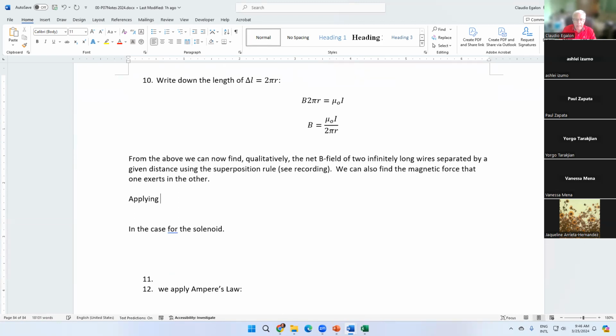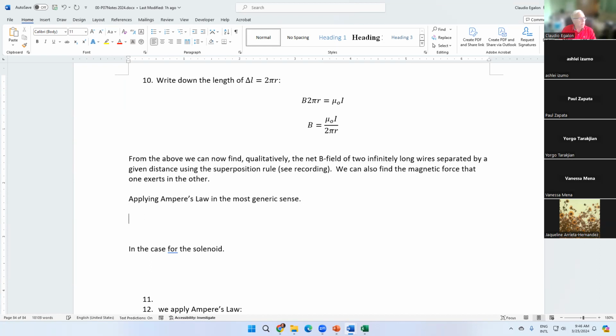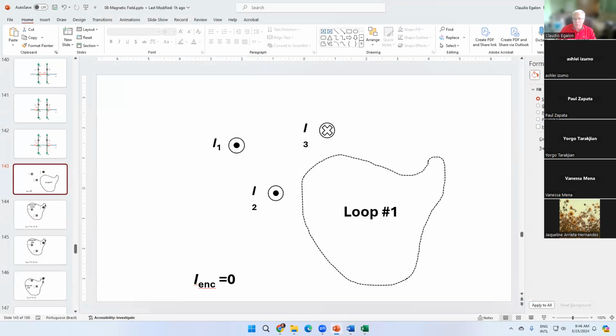Apply Ampere's law in the most generic sense, okay? And that's going to be an example. An example is going to be this one right here.